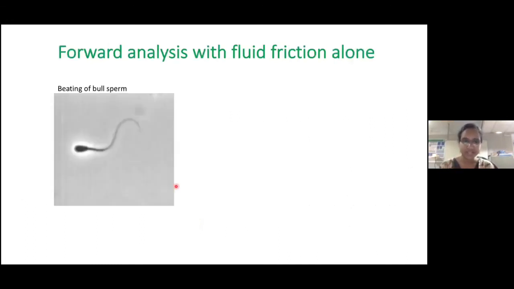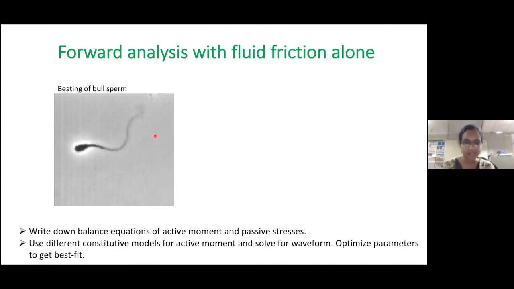Traditionally, ciliary beating analysis has been done with fluid friction alone as the sole source of friction. What is usually done is that you measure the waveform of this beating cilium, and then you write down equations of motion that balance the active moment due to the motors and the passive stresses.